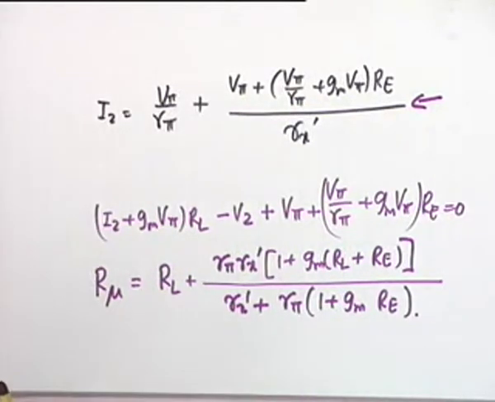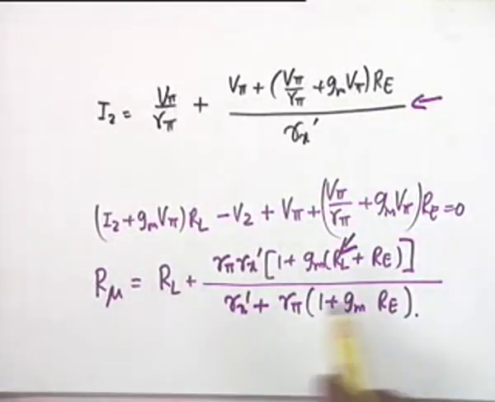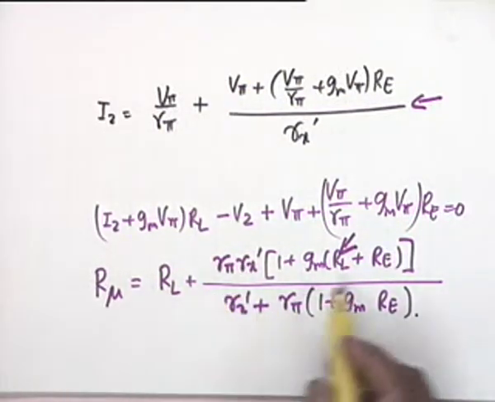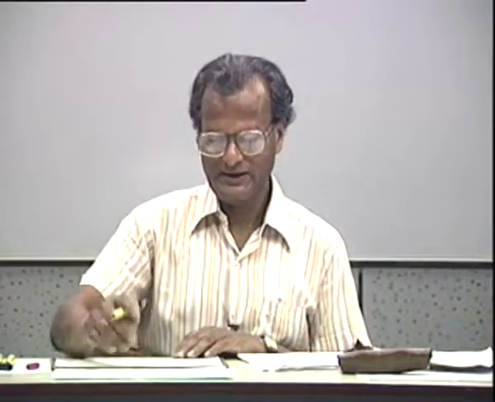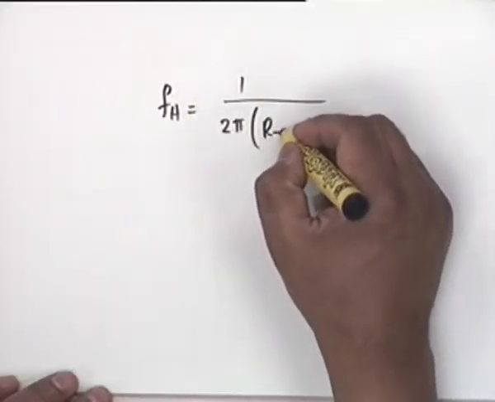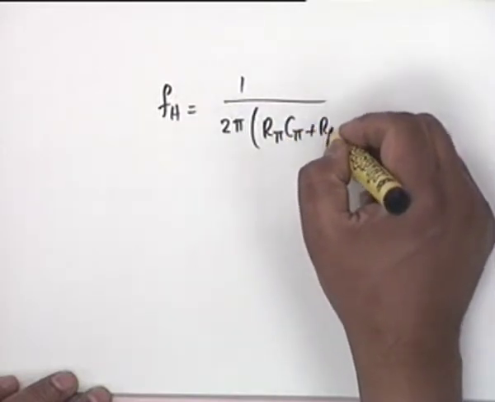Now tell me, where is the fallacy? Where did we go wrong? RL comes in series, why couldn't you identify it earlier? So it's not totally in series. That was an illusion because there is an RL here. It just happens that you can write it in this form. It is not that RL could be taken out or excluded from the circuit because RL comes here also. Wonderful. So once you have calculated R pi and R mu, your FH is simply 1 by 2 pi (R pi C pi plus R mu C mu).